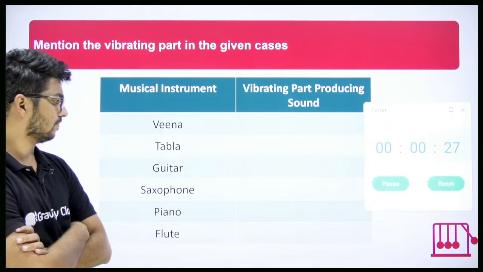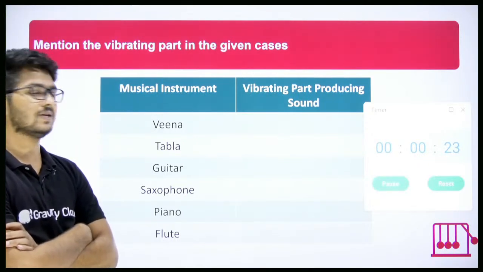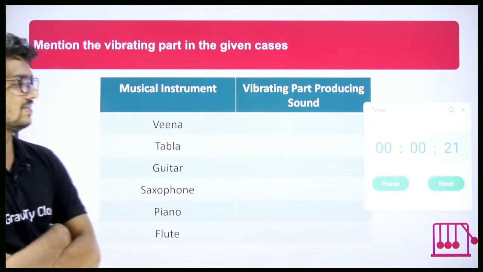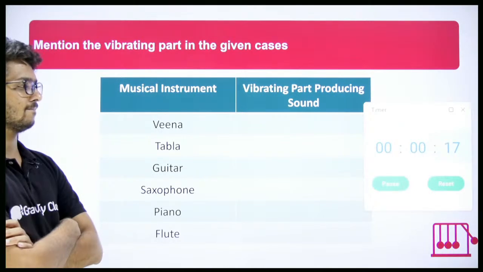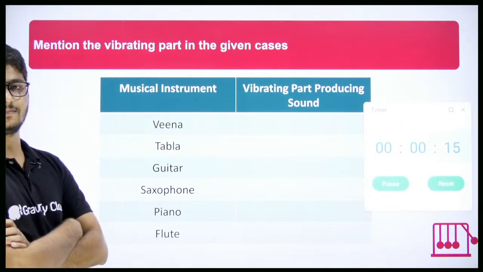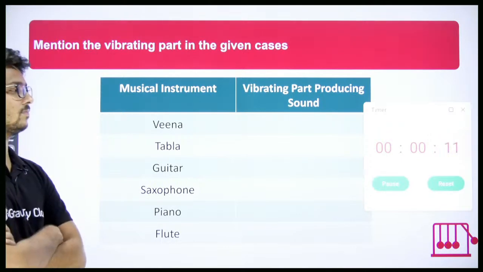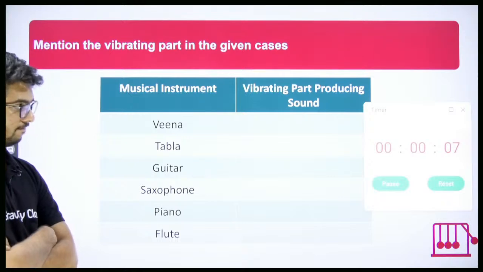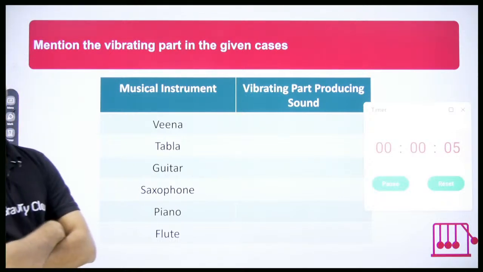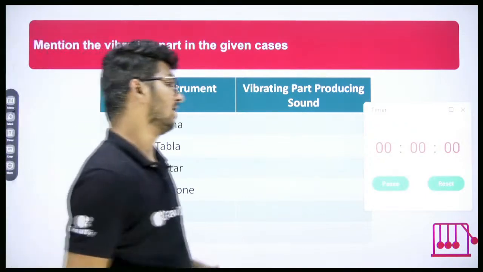What is the vibrating part in all these given cases? Think 20 seconds more. Ten seconds more. 5, 4, 3, 2, 1. The time is up.